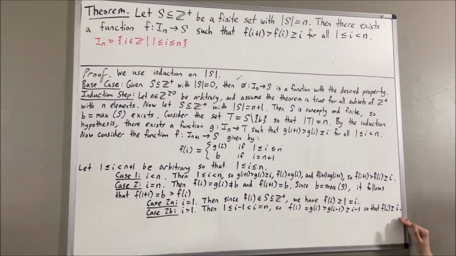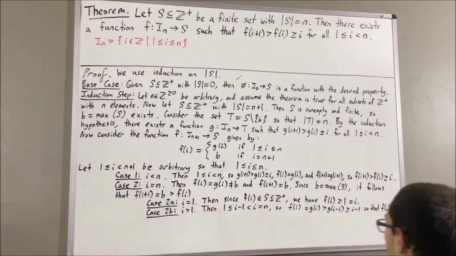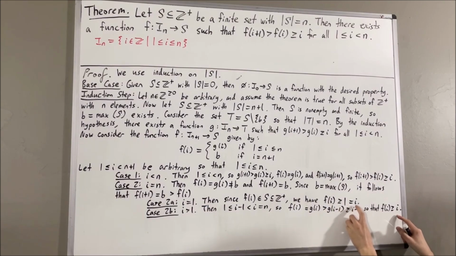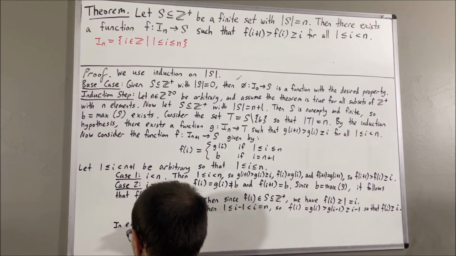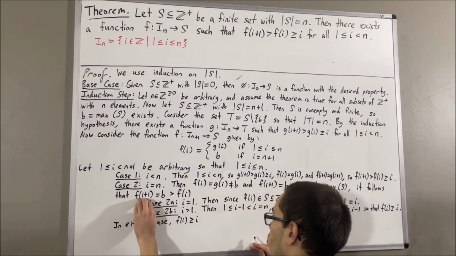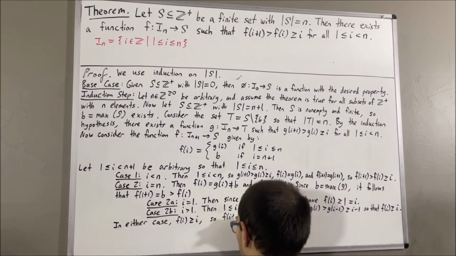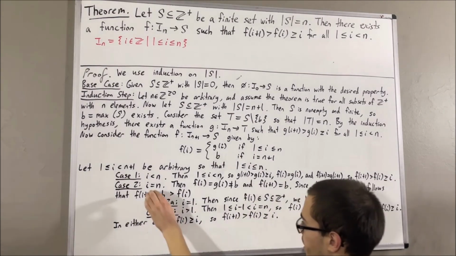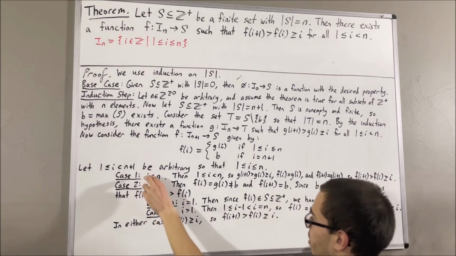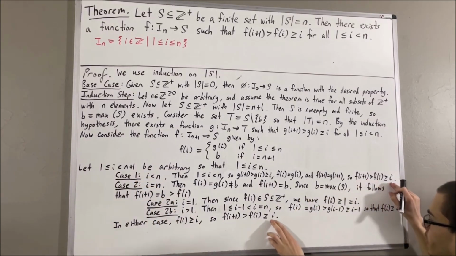And so we're done. We see in either case, whether we have i equal to 1 or i greater than 1, it follows that f of i is greater than or equal to i. And so we have f of i plus 1 is greater than f of i, which is greater than or equal to i. So this completes case 2. And now we see in either case, we have f of i plus 1 is greater than f of i, which is greater than or equal to i.